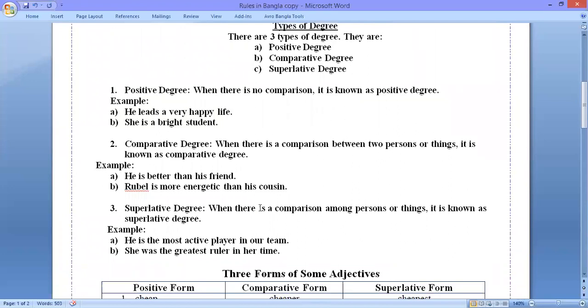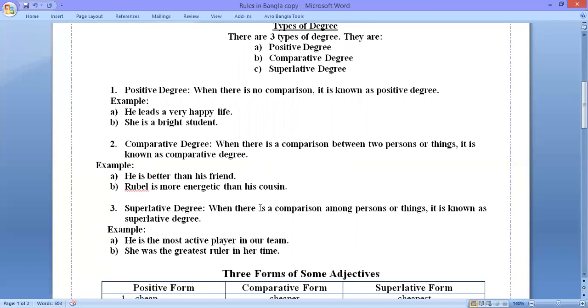A. He is better than his friend. B. Rubel is more energetic than his cousin. If we closely look at the two sentences, we can see that there is a comparison between two persons here. So they are comparative degree. In the first sentence, there are two persons. They are he and his friend. In the second sentence, there are also two persons. They are Rubel and his cousin.